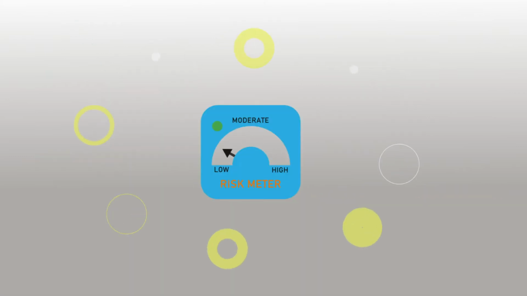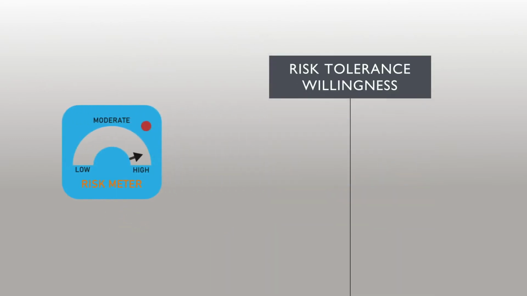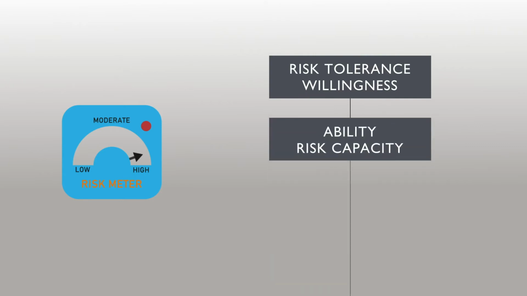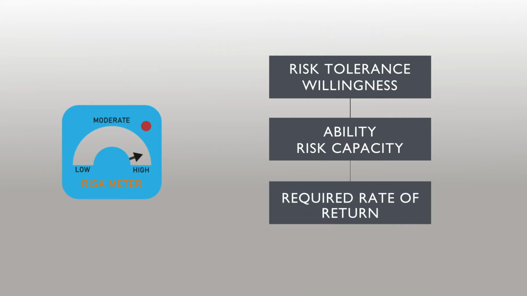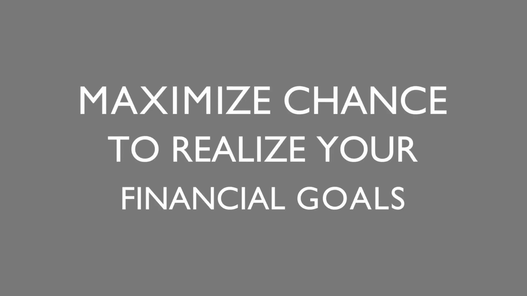Many factors contribute to your risk profile, and we will get to them, but broadly speaking, your risk profile will be determined by your risk tolerance, which is also known as your willingness to take risk, your ability to take risk, also known as your risk capacity, and your required rate of return. The goal of the risk profiling exercise is to balance these three components in order to afford you the best possible chance of realizing your financial goals.